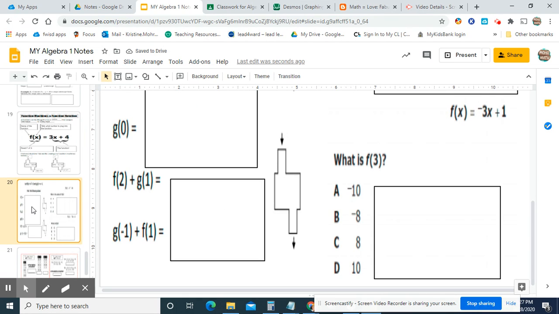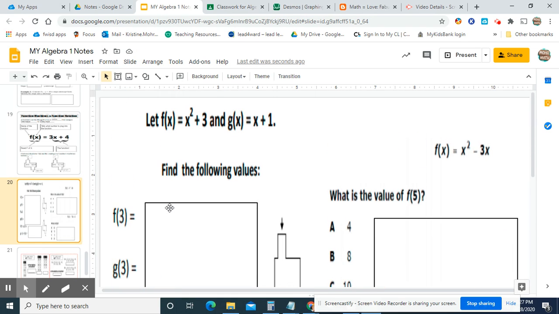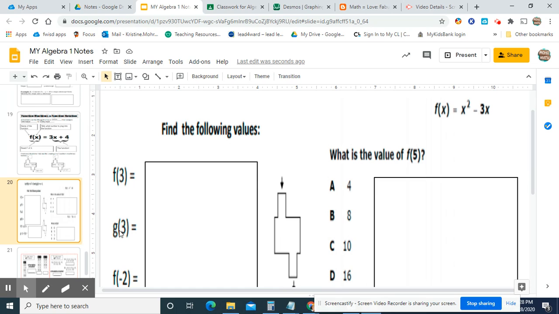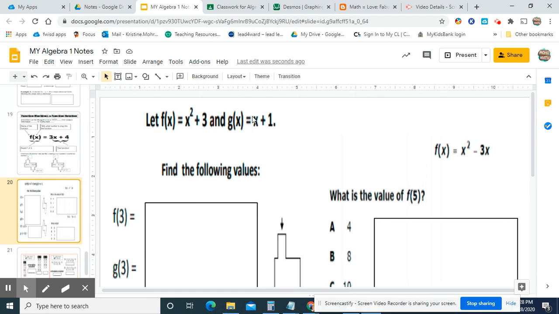We do have another slide, though, where we're going to do some examples. So you'll see 2 equations. We have f of x equals x squared plus 3. G of x is x plus 1. You have to be very careful. If you see f in front, you have to use the f function. If you see g in front, like the second one, you have to use the g example.